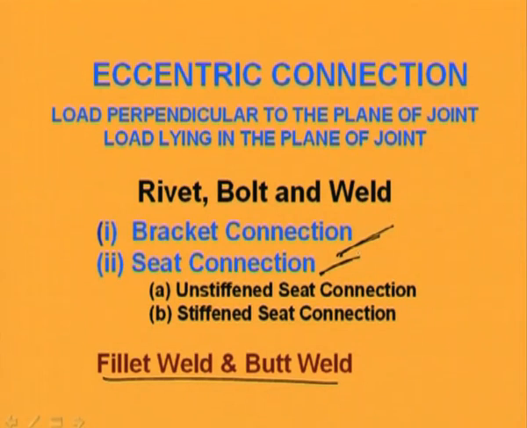Another thing is that in case of eccentric connection, one is through a bracket we may connect, another is through a seat. So there are two categories, one is bracket connections, another is seat connections. Again, in case of seat connections, we can categorize as unstiffened seat connections or stiffened seat connections. In this way we can make it. All these details have been discussed in the last few lectures.